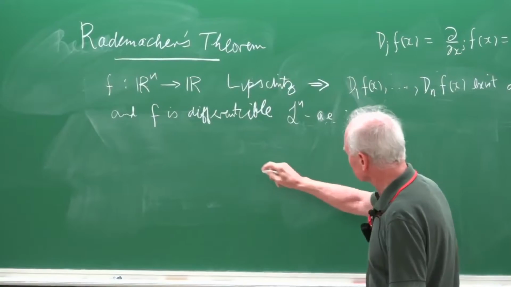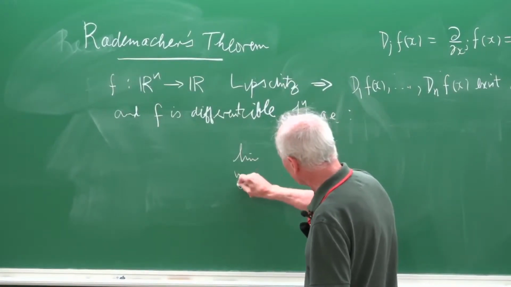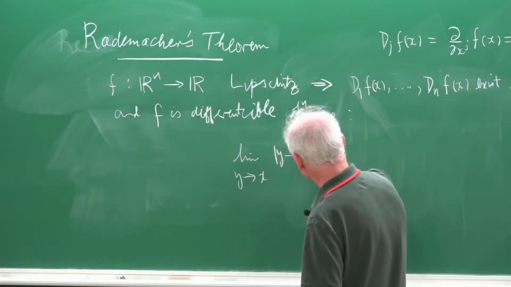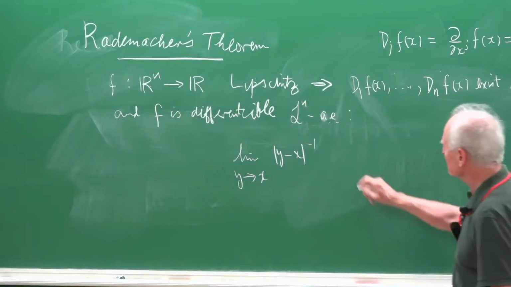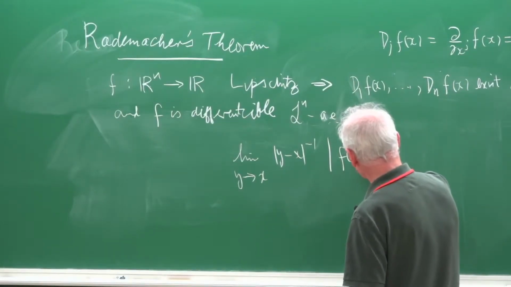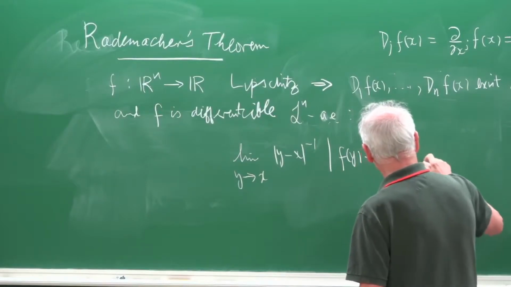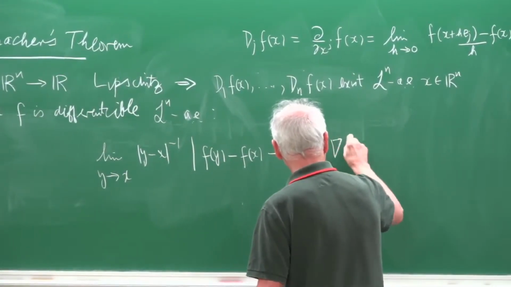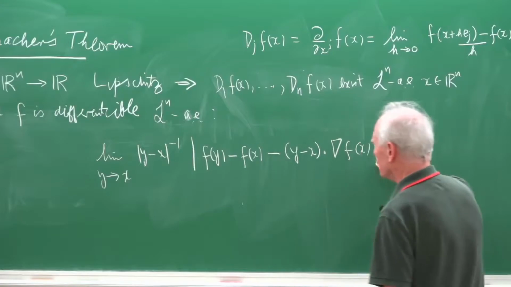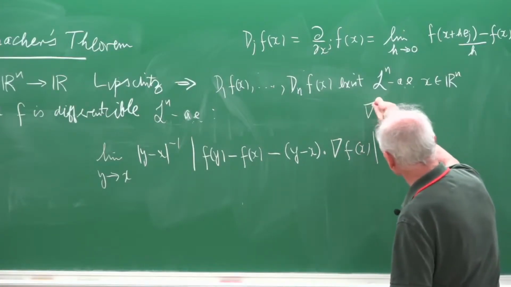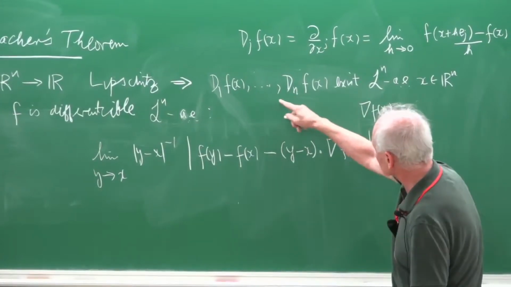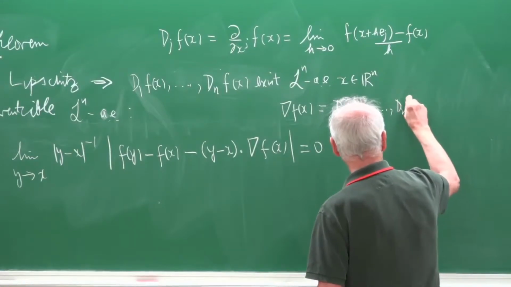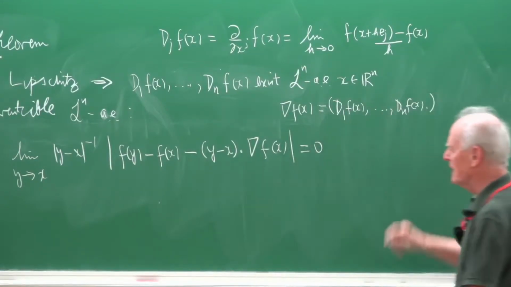That is, let me remind you that that means the limit as y tends to x of the distance |y minus x| to the minus 1 times the absolute value of f(y) minus f(x) minus the dot product of y minus x with the gradient of f(x) should be 0. And of course, as usual, gradient of f(x) means the vector of these partial derivatives. So that's the Rademacher theorem.